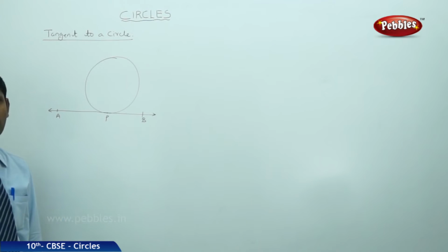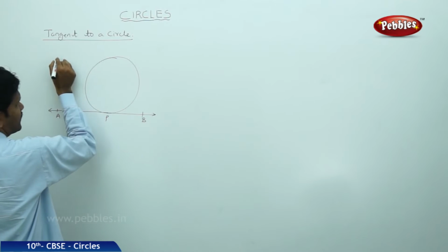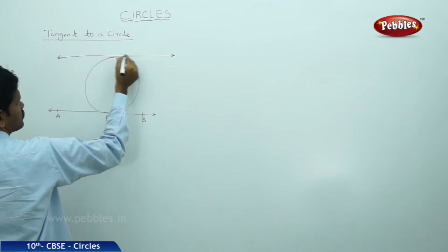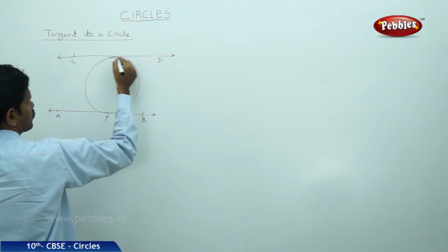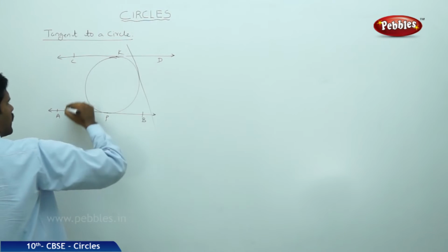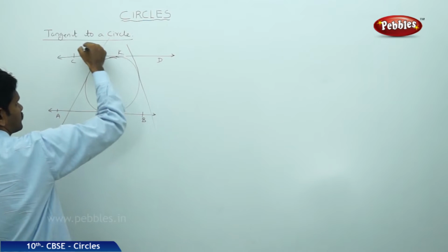A circle has how many tangents? A circle has an infinite number of tangents. You can draw an infinite number of tangents to a circle.